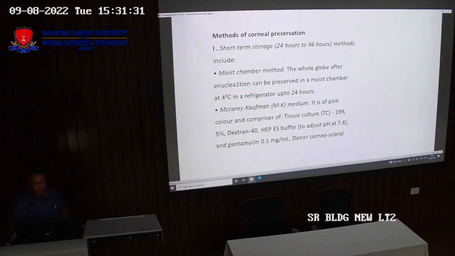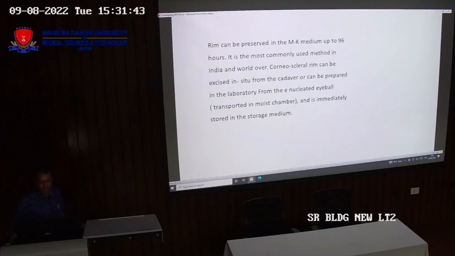McCarey-Kaufman medium, MK medium, is of pink color and comprises tissue culture medium, dextran, HEPES buffer and gentamicin. Donor corneoscleral rim can be preserved in this medium up to 96 hours. It is the most commonly used method in India and the world over. The corneoscleral rim can be excised in situ from the cadaver. We can take it directly from the cadaver, or after enucleation we make the corneoscleral rim and preserve it in MK medium up to 96 hours.